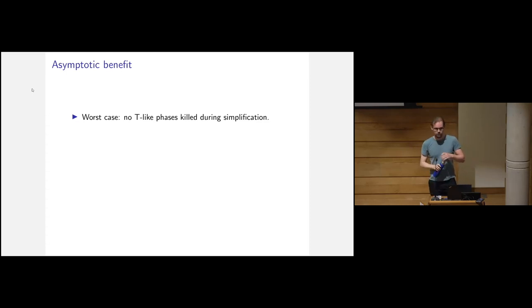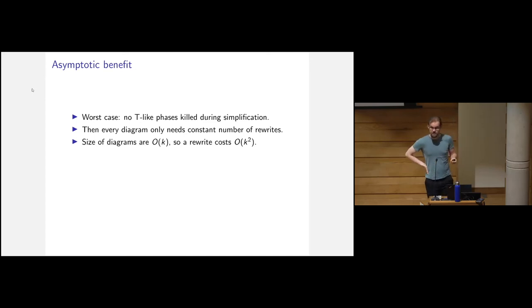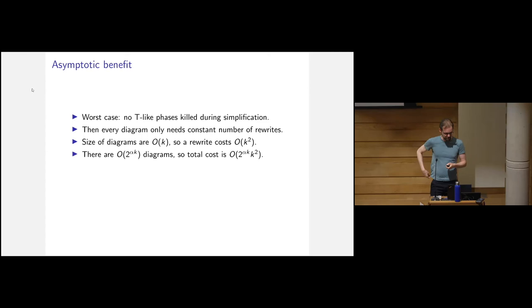In this case, we just decompose the diagrams and remove the different parts, but at no point are we removing additional T-like phases. So after every decomposition, each diagram only needs a constant number of rewrites, because you're only removing a fixed number of spiders. The size of the diagram is order k, where k is the number of T gates. So a rewrite costs order k squared, because we're doing graph rewriting.